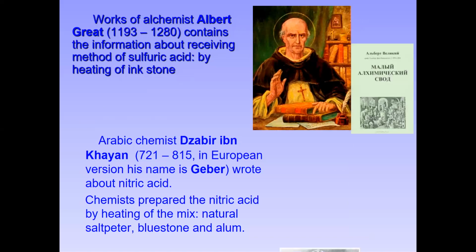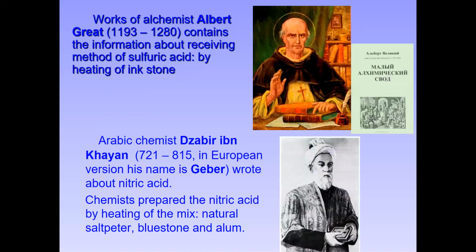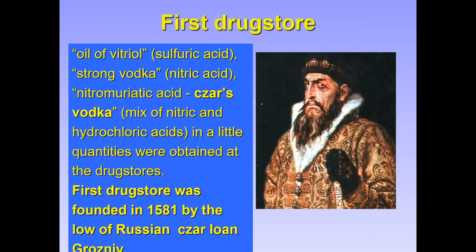Works of the alchemist Albert the Great contain information about a method of receiving sulfuric acid by heating of ink stone. The Arabic chemist Jabir ibn Hayyan, or Geber, wrote about nitric acid. The first drugstore was founded in 1581 by the law of Russian Tsar Ivan Grozny.